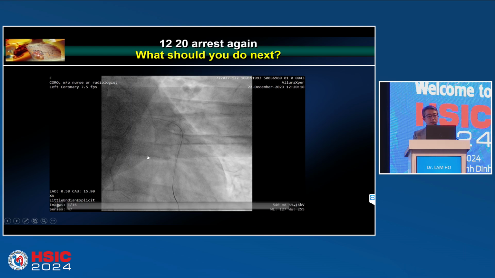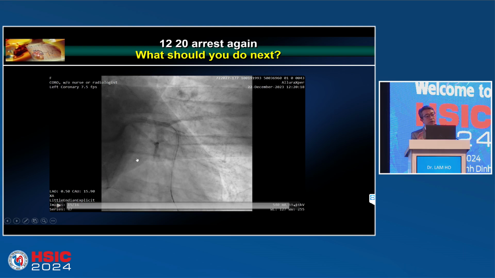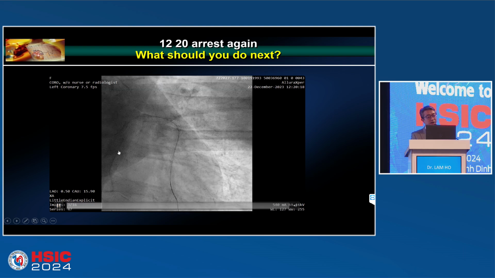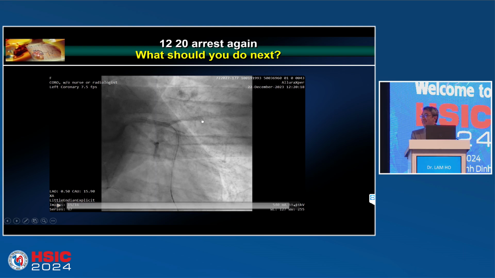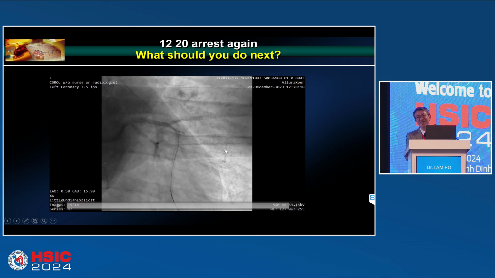And then one minute later, despite all the treatment, you gain some flow in the epicardial vessel, but the capillaries are still full of oil. And one minute later, the patient arrests again. What should you do now? What would you do?